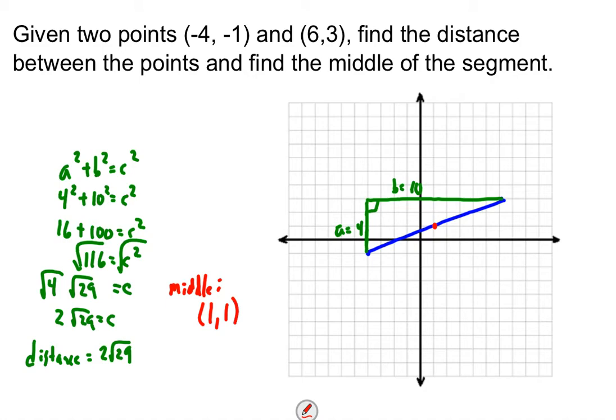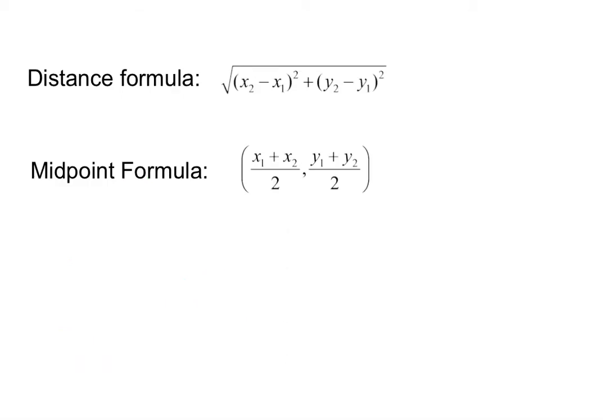All right, there are actually formulas that we can use to figure out these. You don't have to use the Pythagorean theorem. There's another formula called the distance formula. And to figure out the middle, we can use what's called the midpoint formula. So let me show you those. So there's my distance formula, and there's my midpoint formula.